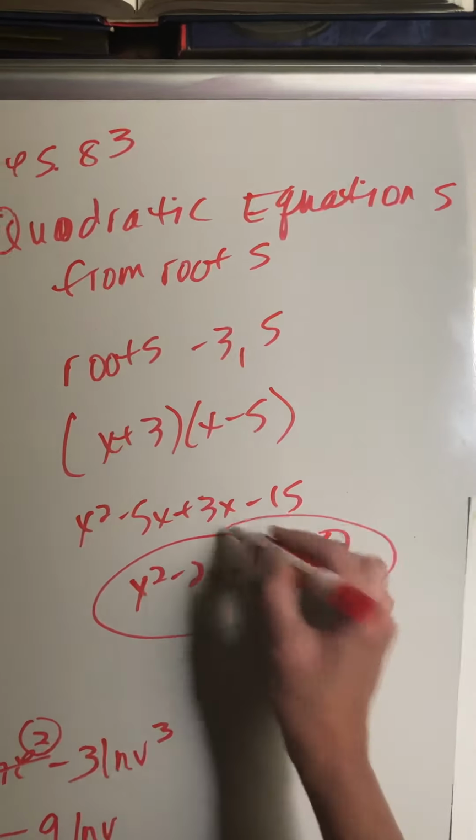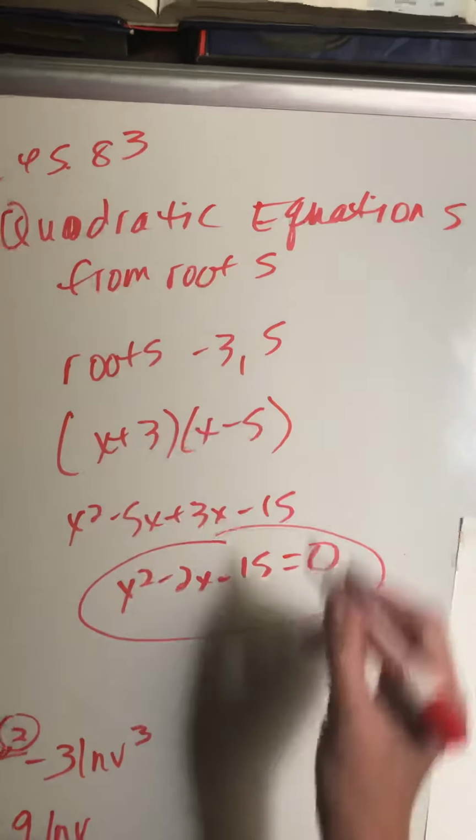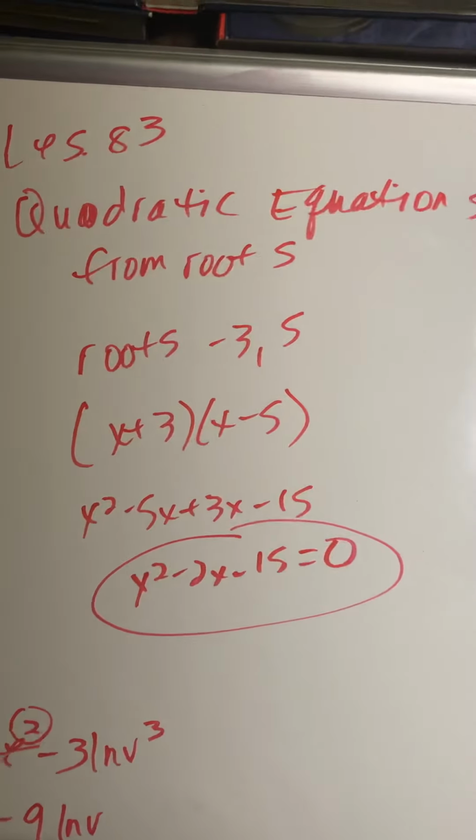That's the biggest problem on here, is you forgetting the equals. You've got to put equals because they ask for equations. So if they ask for equations, you've got to put equals 0, or you can put equals y, but you've got to make sure you write an equation. And the only way you can write an equation is with an equal sign. Okay, so that's those roots.